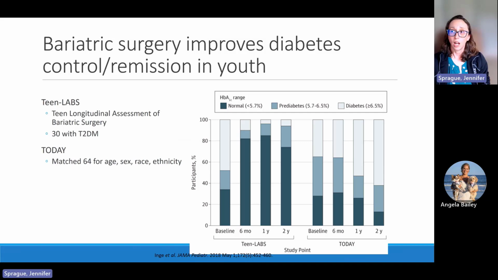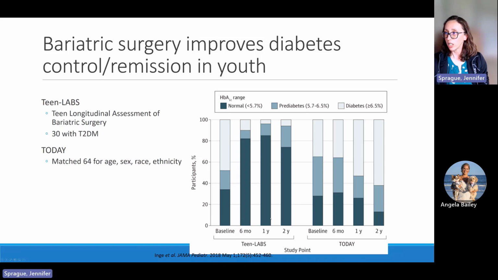Finally, comparing bariatric surgery intervention in diabetes patients compared to patients who had been medically managed. So Teen Labs patients with type 2 diabetes were matched to today's study, which is a large randomized controlled trial of type 2 diabetes in youth. 64 patients from that. They were matched for age, sex, race, and ethnicity. They looked at baseline A1C and then A1C trend over time. Those who had, at baseline, they were fairly similar.